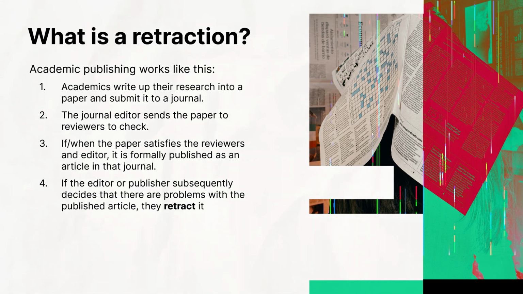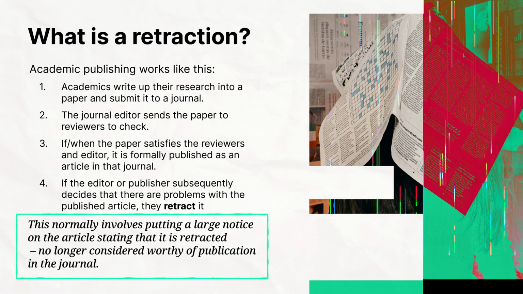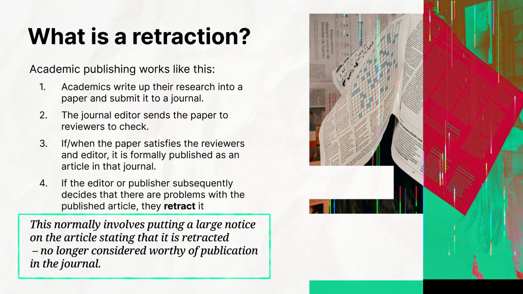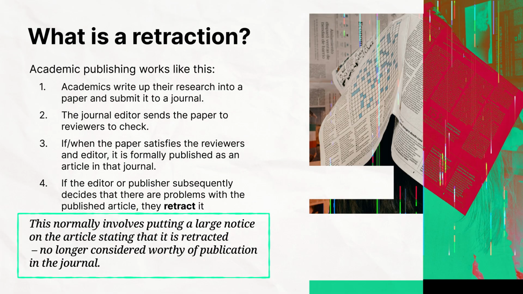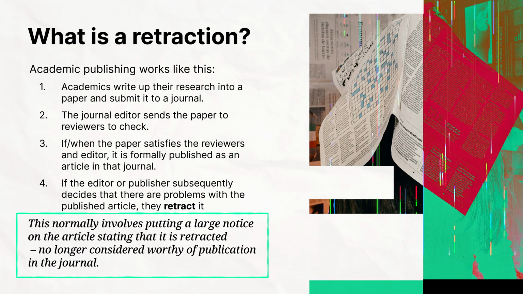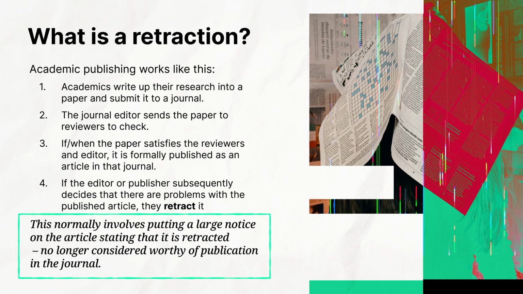So the next thing that might happen to an article is that the editor decides, okay, it wasn't good enough to be published after all, because some new information has come to light, and then if that happens, they might decide to retract the article. And what that means is that they will replace the article on the website with a large notice saying that this article has been retracted, and then it no longer counts as formally published. So the retraction notice might go on top of the journal article or replace it.